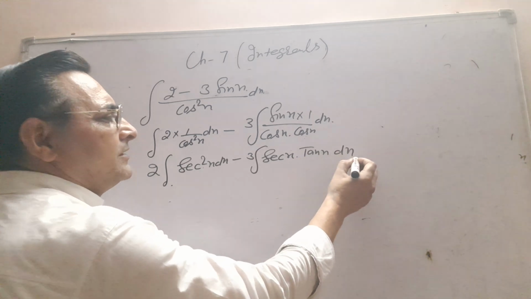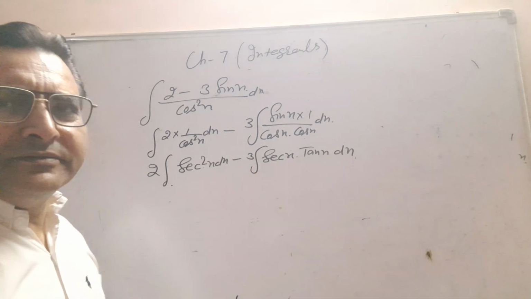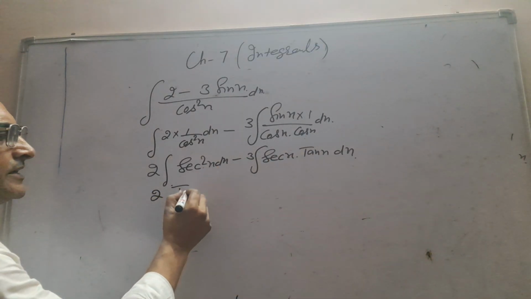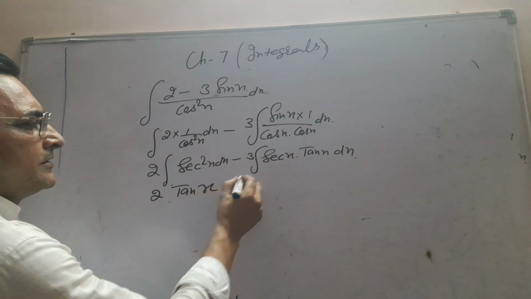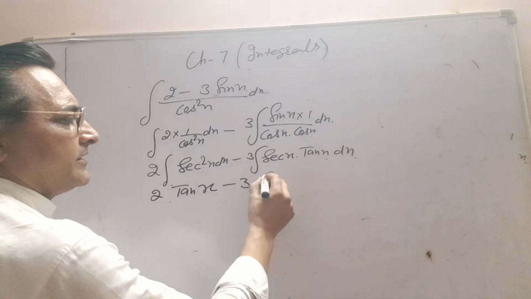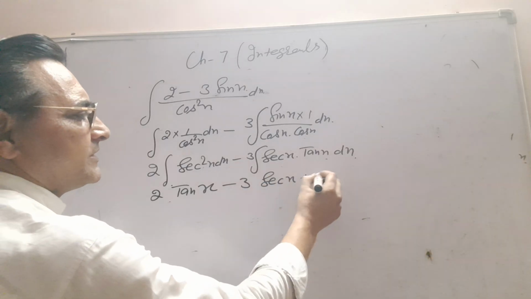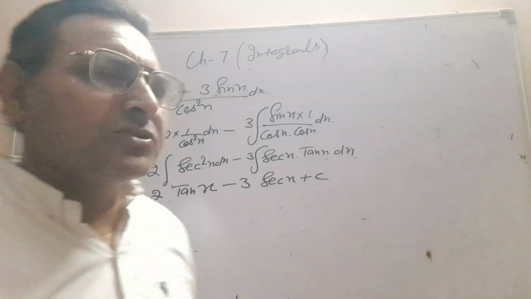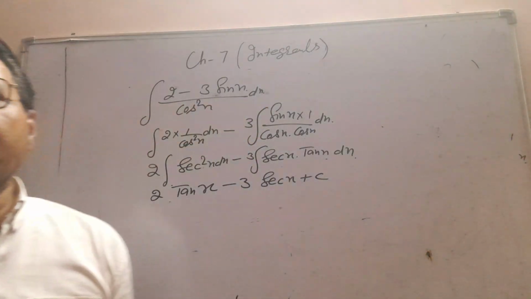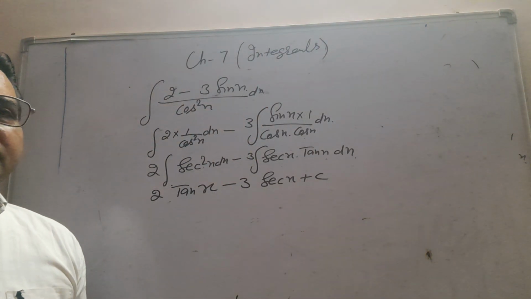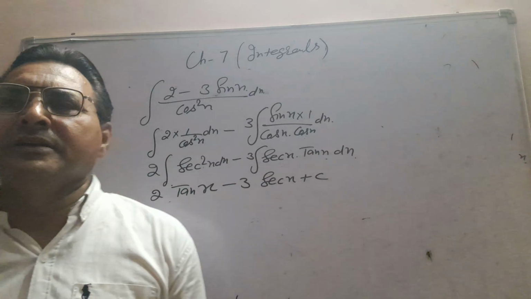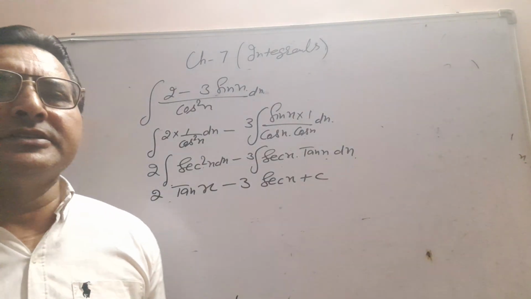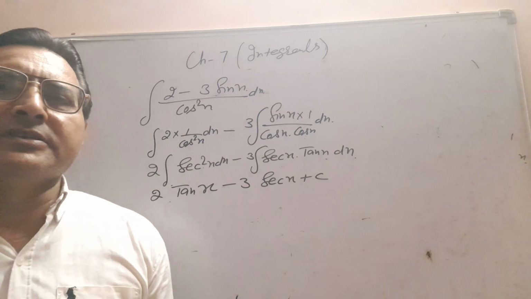Now simply you can do the integration. You know the integration of both the terms. Secant square integration is tan x. Secant x into tan x integration is secant x plus c. So these are all the questions from exercise 10.1 in which we use the integration of trigonometric functions and algebraic functions both.